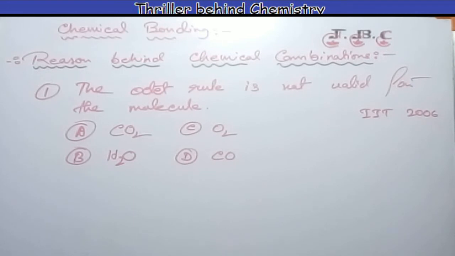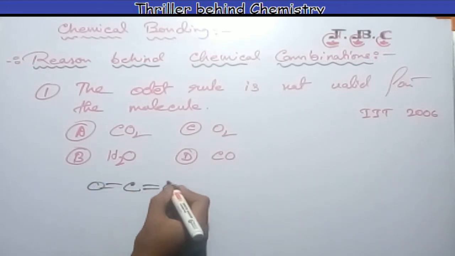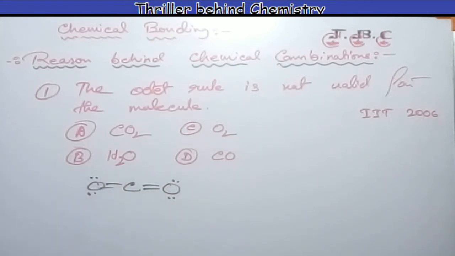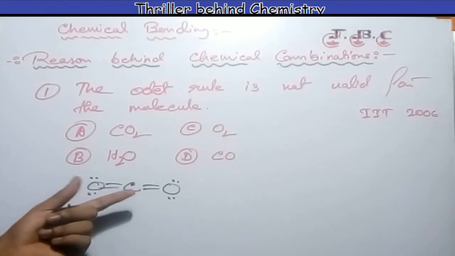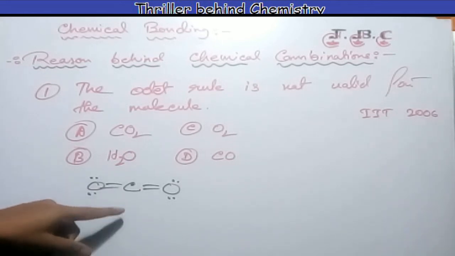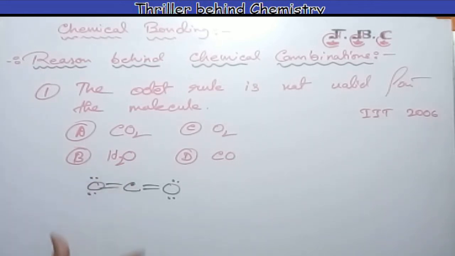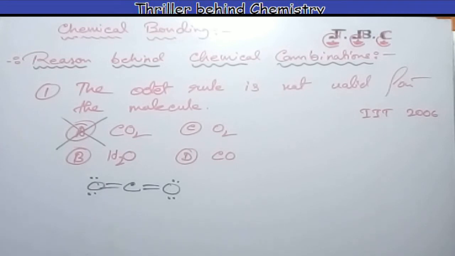For carbon dioxide, oxygen has 1, 2, 3, 4. Carbon has 4 valence electrons, all of which are involved in bonding with oxygen atoms, and the carbon attains stable electronic configuration, and each oxygen also attains stable electronic configuration. So carbon dioxide is not the answer.